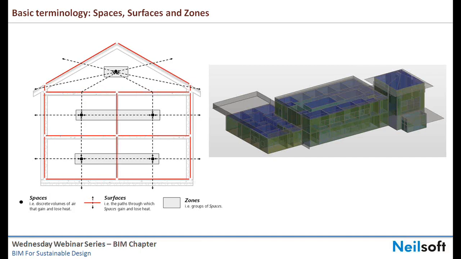Basic terminologies are spaces, surfaces, and zones. Spaces are discrete volumes of air that gain heat and lose heat. You can see a black dot, which is a space, a discrete volume of air that gains heat and loses heat. And the surfaces that pass through these spaces also gain and lose heat. Zones are the groups of spaces.